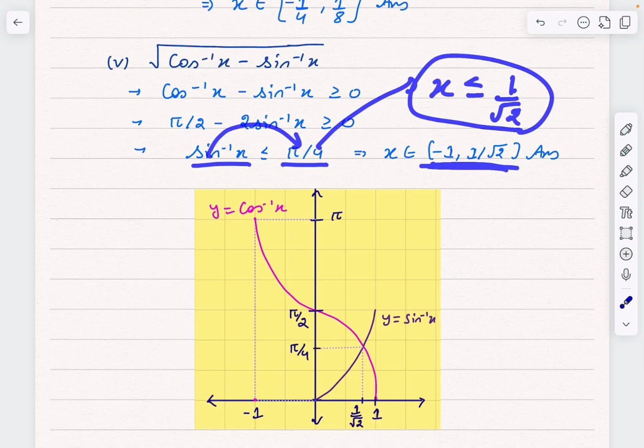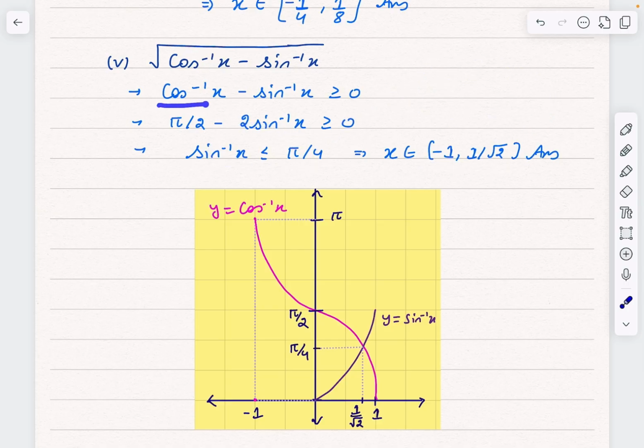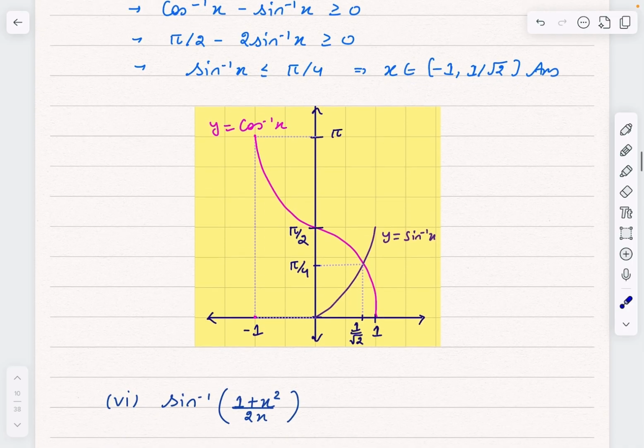This is one way. Second, you can do it with the help of a graph also, just plot both the graphs. This is the cos inverse x graph. This is the sine inverse x graph. What do you want? You want cos inverse x to be more than sine inverse x. You see from minus 1 to 1 by root 2, cos inverse x will be greater than or equal to sine inverse x. So x belongs to minus 1 to 1 by square root 2. Next.